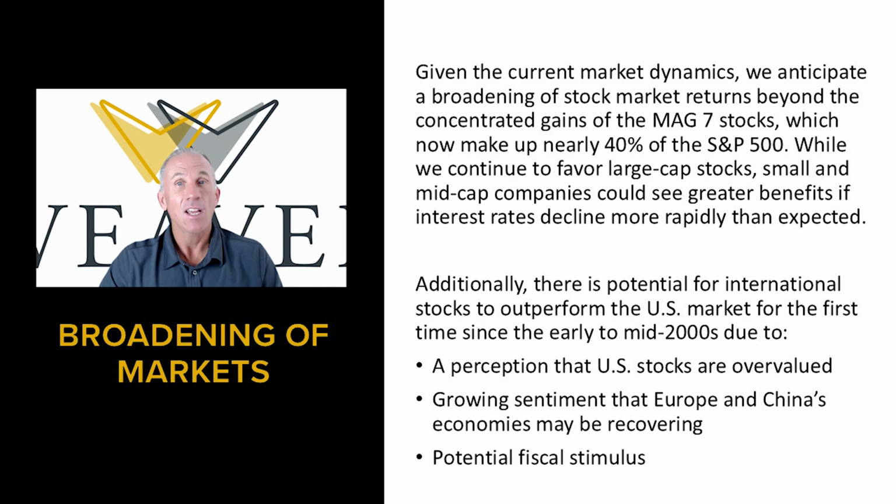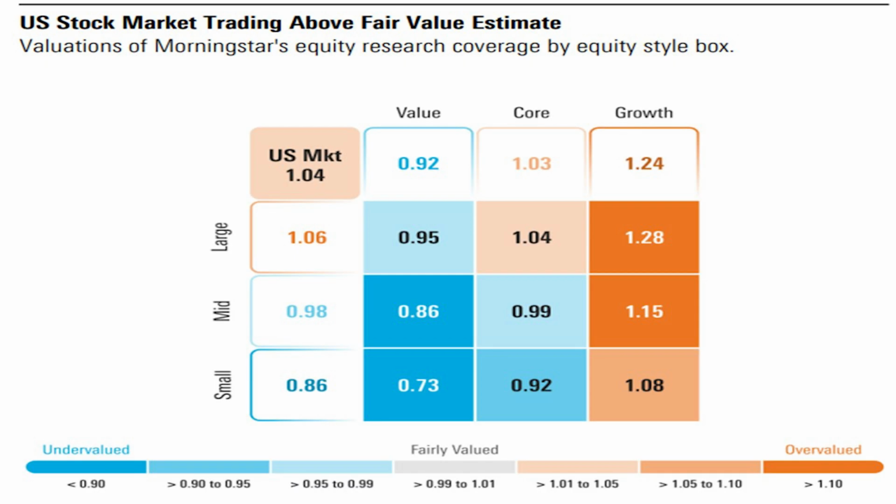The perception is that U.S. stocks are slightly overvalued, and there's growing sentiment that Europe and China's economies may be recovering, and maybe we see some fiscal stimulus. So as we look at valuations, and we look at 1-to-1, the U.S. stock market is at 1.04, meaning it is slightly overvalued, especially when you look at large cap growth, mid cap growth, and small cap growth. But if you look at the value side, you can see that value is below 1, which could show some potential growth or some potential returns in 2025.